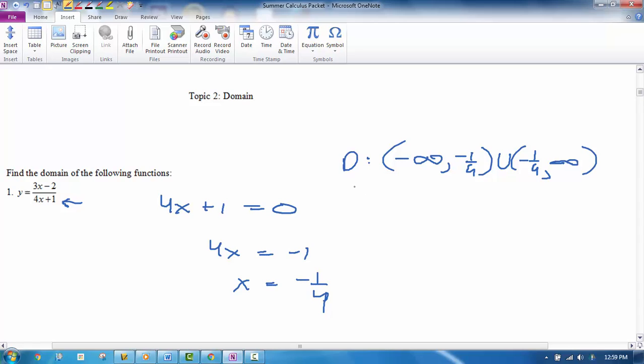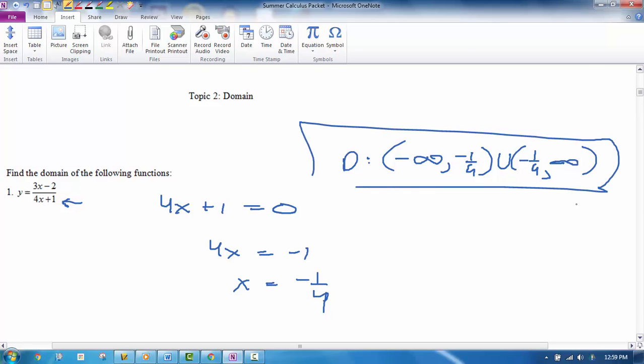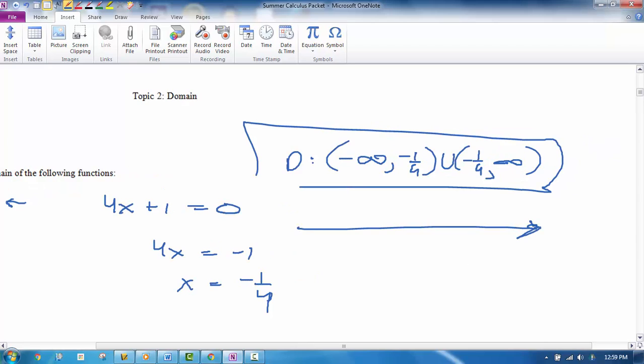So there's my domain right there in interval notation, which you need to get used to writing because you will use that next year. And if you've forgotten how it works, like this. Here's the number line. Here's 0. -1/4 is right here.